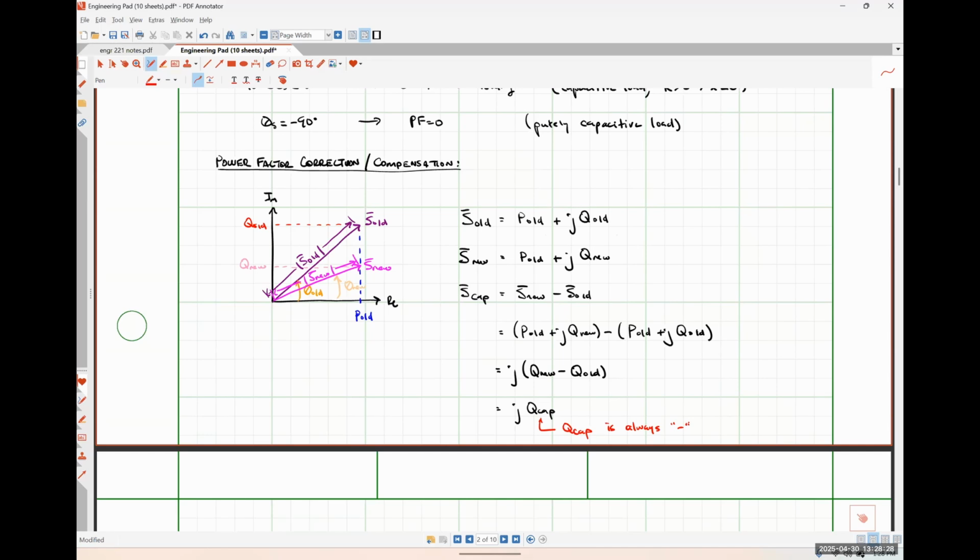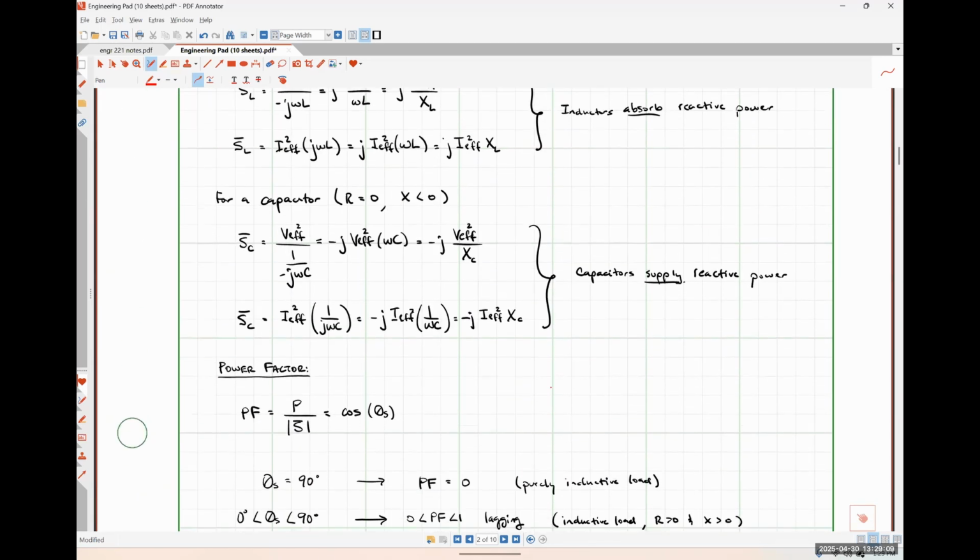So this is a way for us to determine the amount of reactive power necessary to correct to some target power factor, PF new, okay? So this is all fine and dandy, but it's usually more useful for us to be able to just calculate the value of the capacitance that is needed to get that result instead, okay? So we have this method for determining the complex power that is provided by our capacitor.